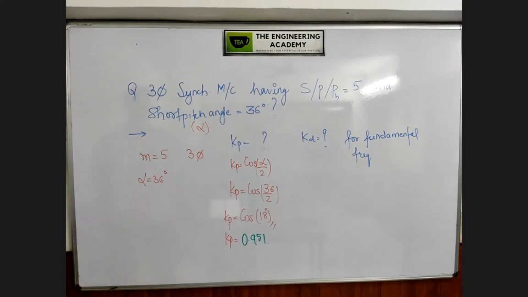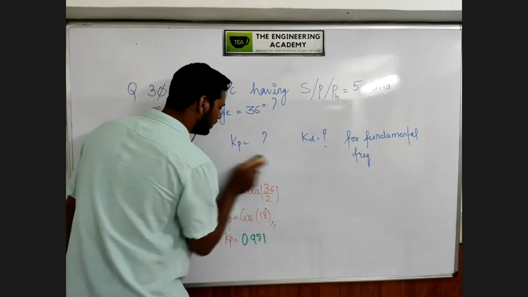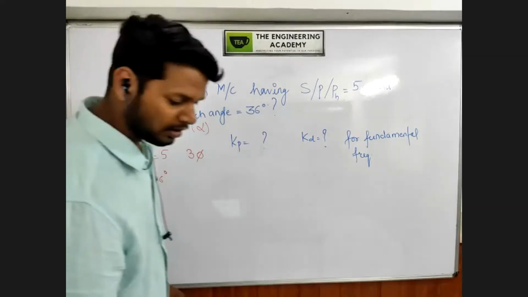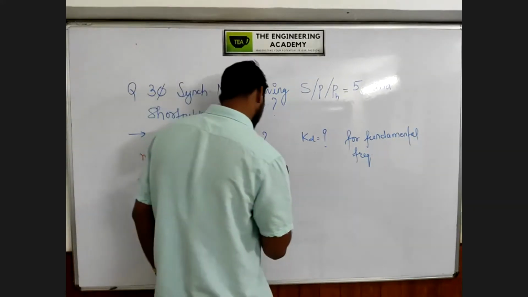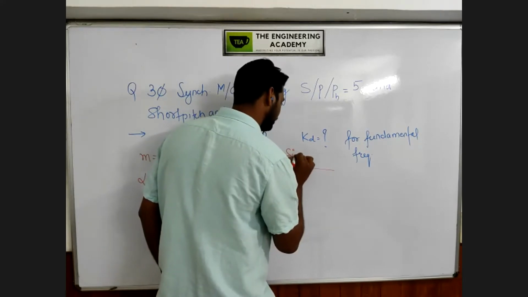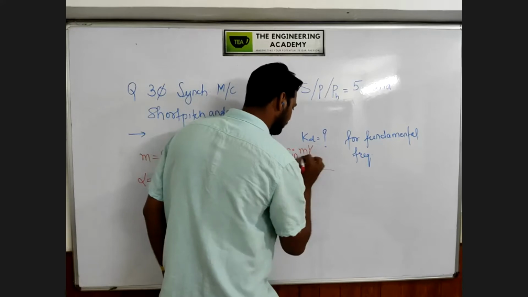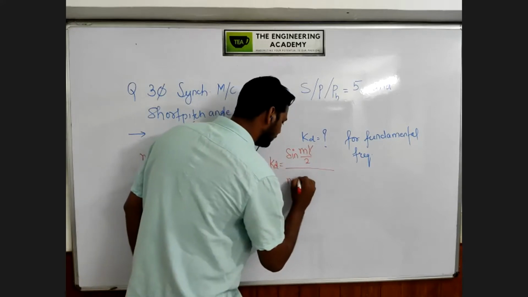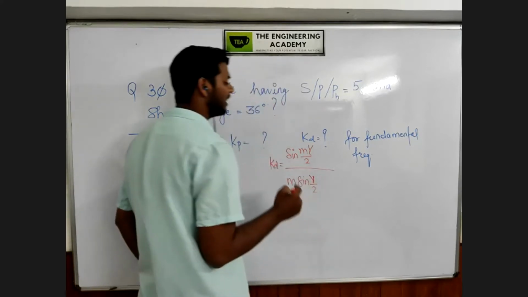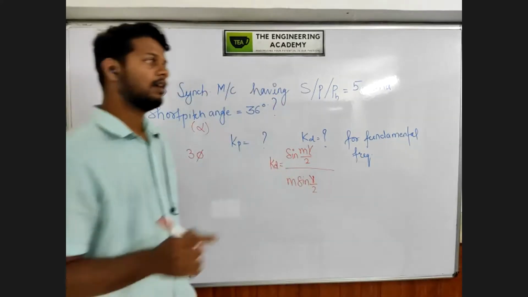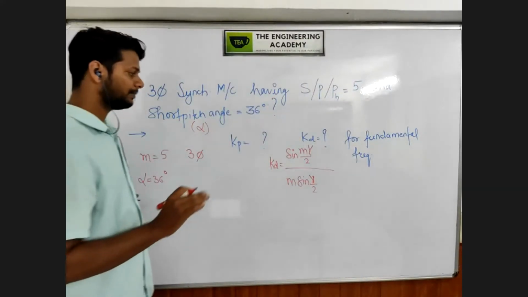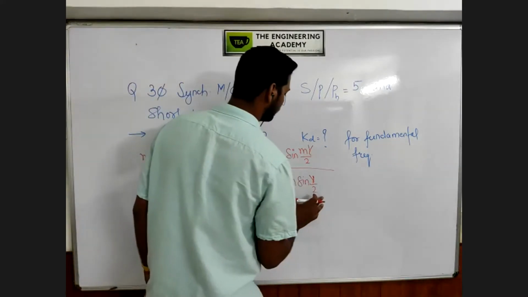Okay, now we will go for how to solve Kd, how to get the value of Kd. We know the formula for Kd, and I have given you the formula: sin(m gamma/2) divided by m sin(gamma/2). I am writing this formula for the fundamental frequency, so put n equal to 1. I hope everyone gets how this formula comes.